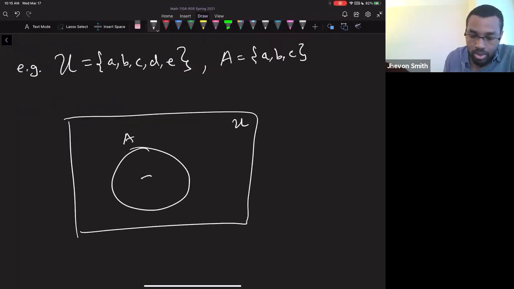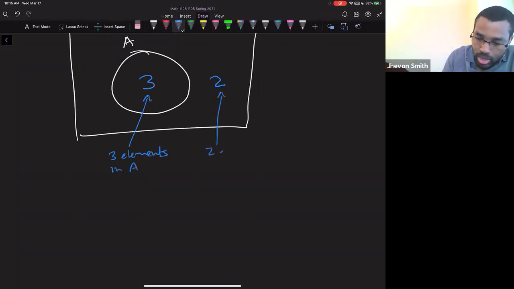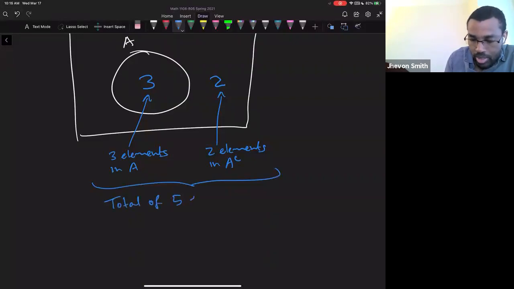So in A, there are 3 things. And in the universe outside of A, there are 2 things. So in total, there are 5 things. There are 3 things in A, specifically a, b, and c. There are 2 things outside of A, specifically d and e. But you don't really write that. You actually just write down the numbers. So here, 3 elements in A. And here, you have 2 elements in A complement. And then you have a total of 5 elements in the universe.